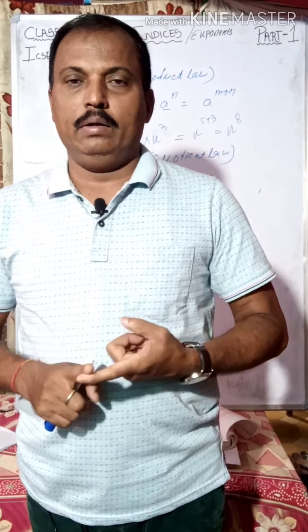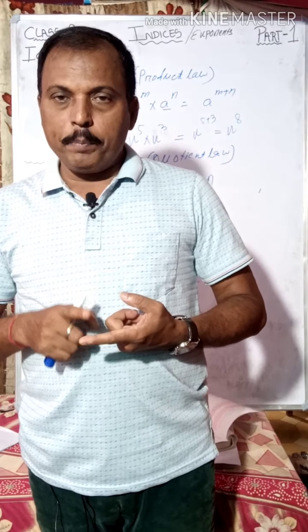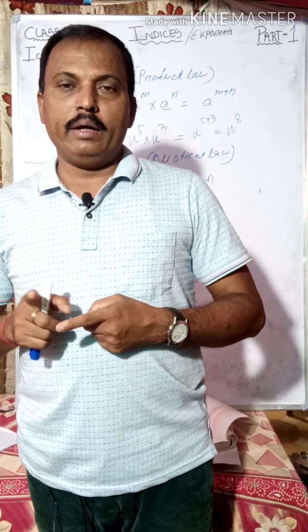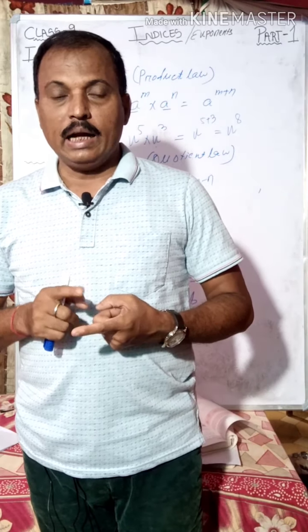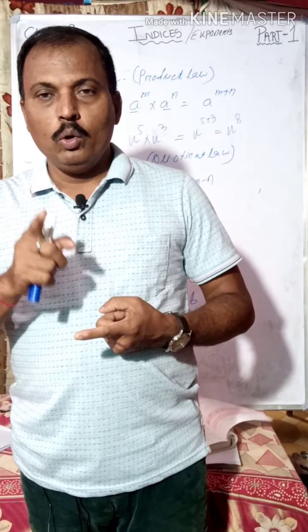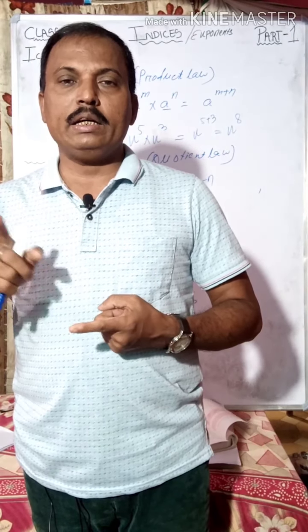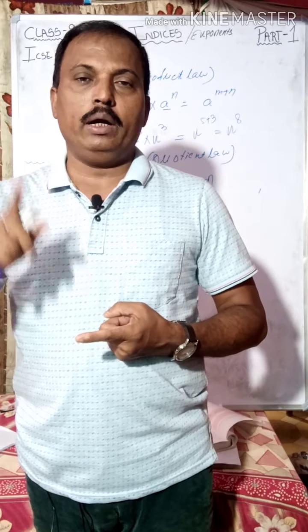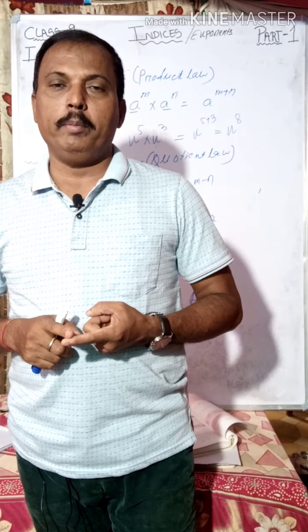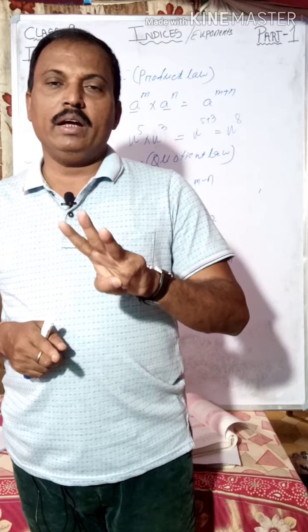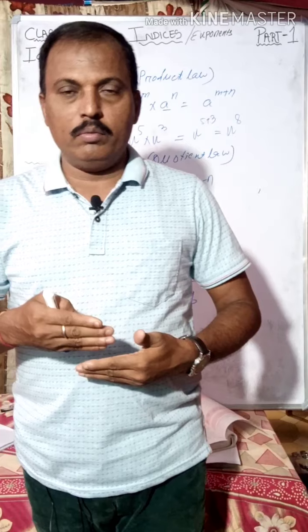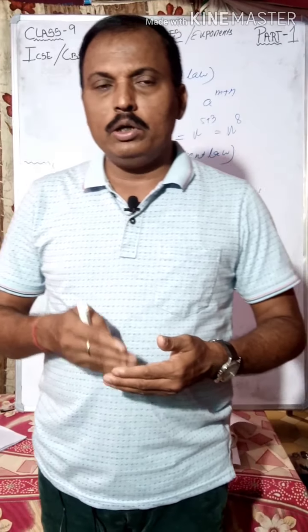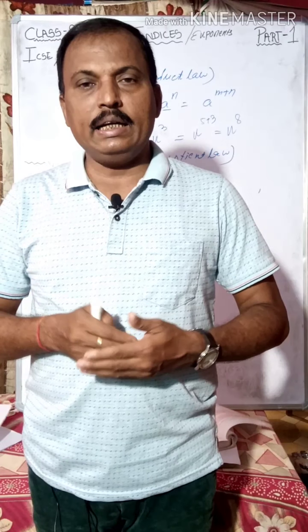Second law: a^m upon a^n is equal to a^(m−n), the quotient law. And third law: (a^m)^n is equal to a^(m·n), that is a^(mn). These three laws are the main important laws relating to indices. Then we will discuss another law which is not important but essential.